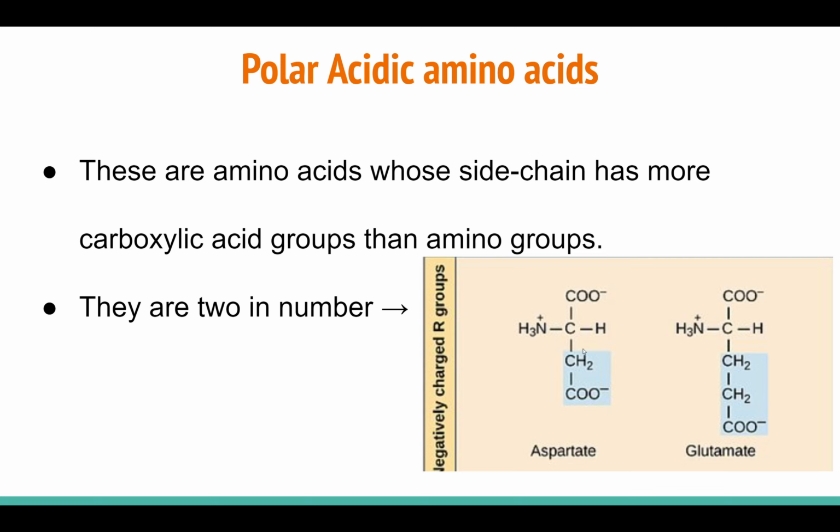So if this amino acid you see here, it has one carboxylic acid group and no amino group. So if this carboxylic acid group had a proton still attached to it, it would have been called aspartic acid. But given that the proton has been removed, it is called aspartate or glutamate.